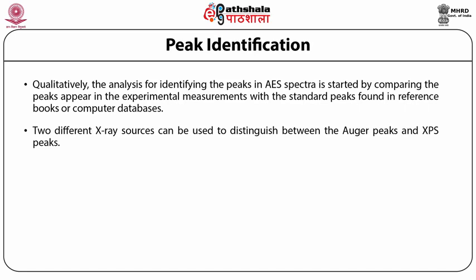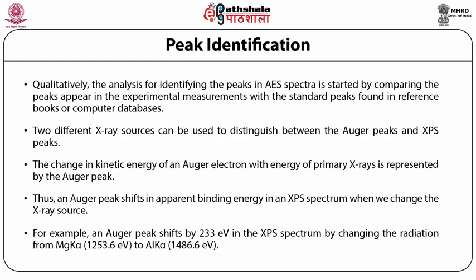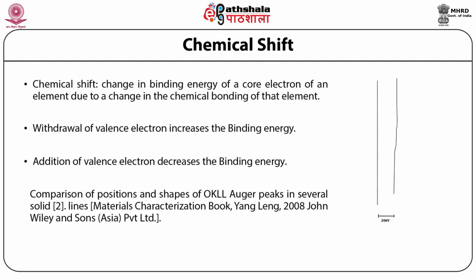Two different X-ray sources can be used to distinguish between the Auger peaks and XPS peaks. The kinetic energy of an Auger electron does not change with the energy of the primary X-rays. Thus, an Auger peak shifts in apparent binding energy in an XPS spectrum when we change the X-ray source. For example, an Auger peak shifts by 233 electron volt in the XPS spectrum by changing the radiation from a magnesium K-alpha line, which is 1253.6 electron volt, to an aluminium K-alpha line of energy 1486.6 electron volt.